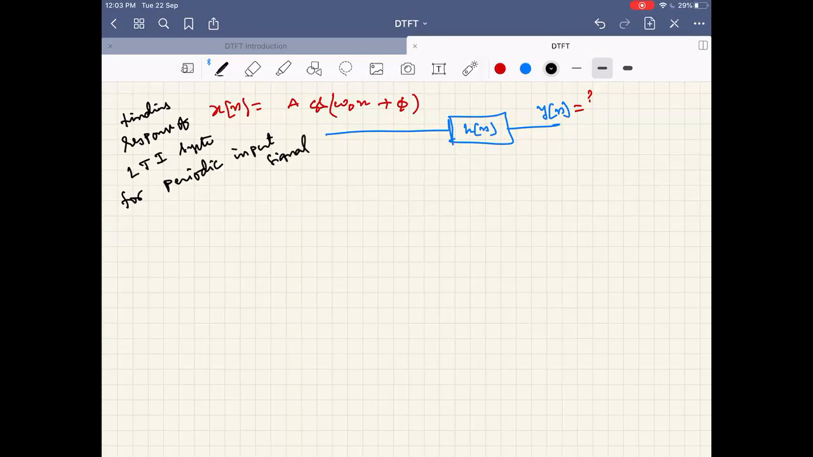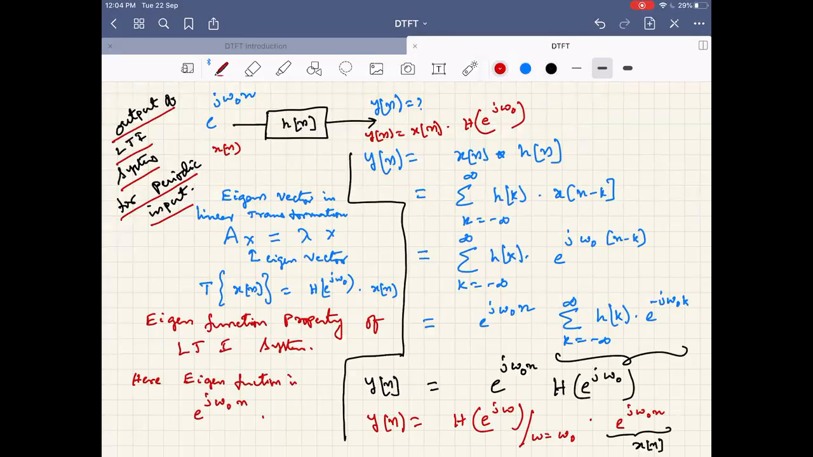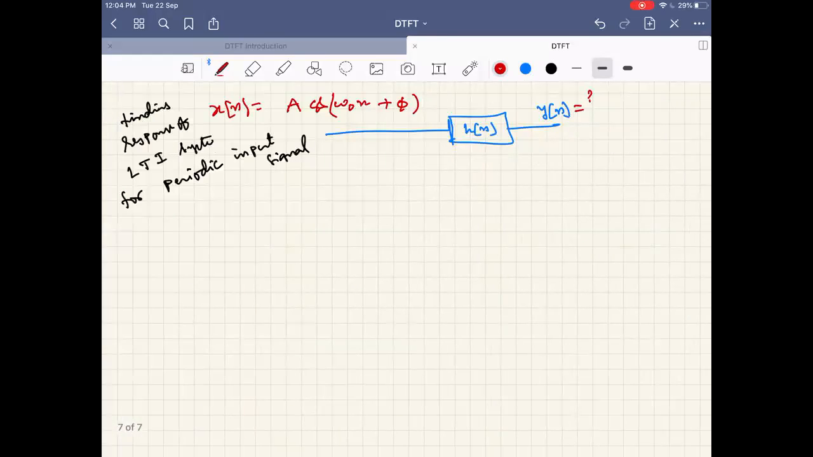Given the advantage of the eigenfunction property, I would like to use it. So I would like to decompose the input signal in terms of exponentials first. Then I know that if it is in exponential form, I can simply say that y of n equals e power j omega naught n into H of e power j omega at omega equal to omega naught. I know this technique, so I would like to use it here. So how do I do it?